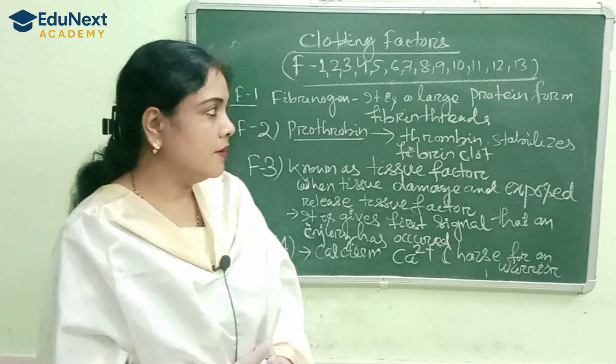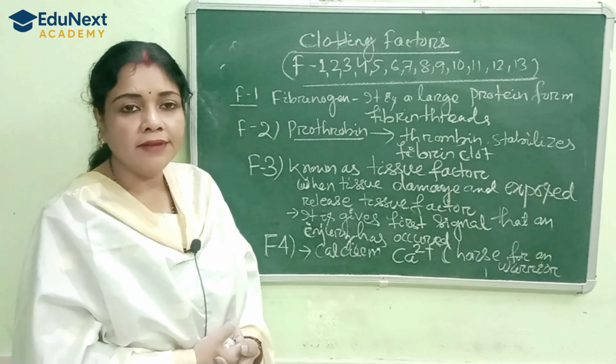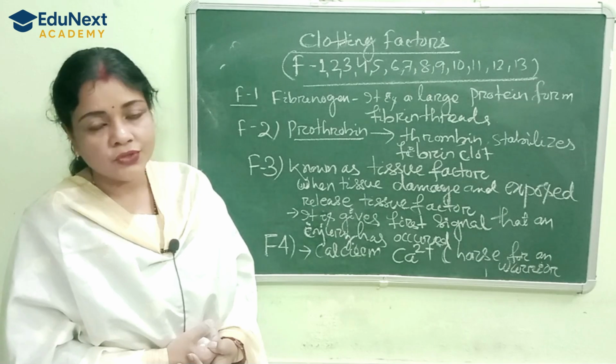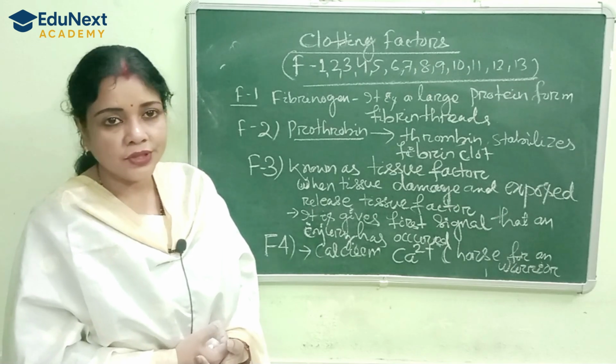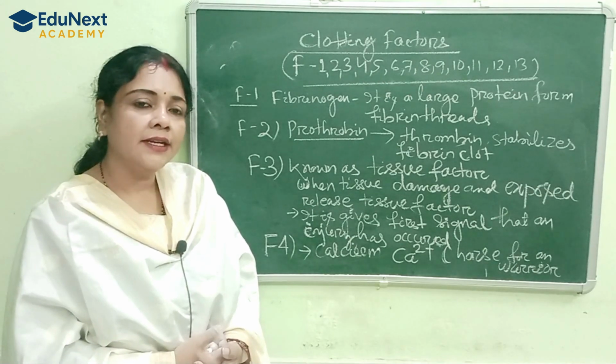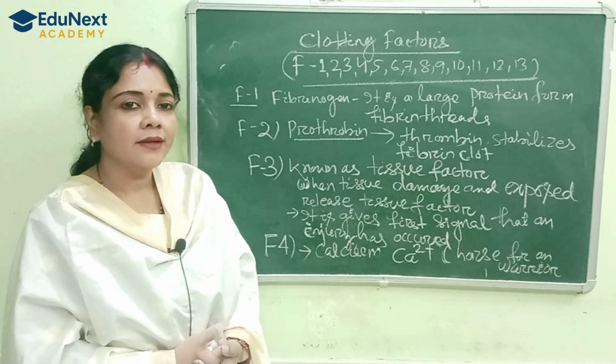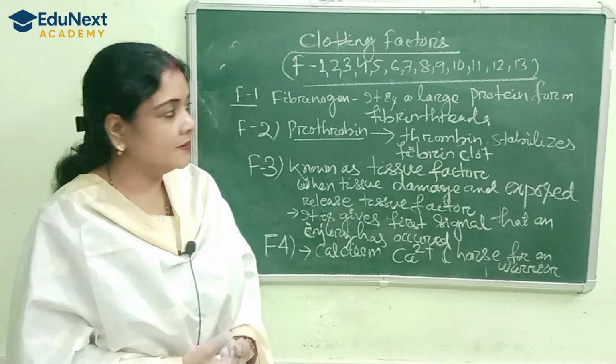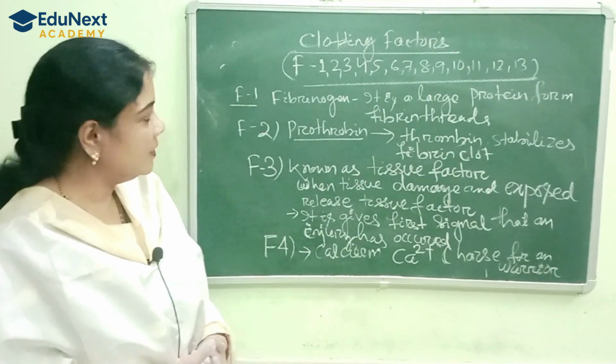Now these particular clotting factors are generated from our liver. These are proteins and also enzymes, and some minerals are also there. In total there are 13 types of clotting factors responsible for the clotting process. Now let us discuss one by one.